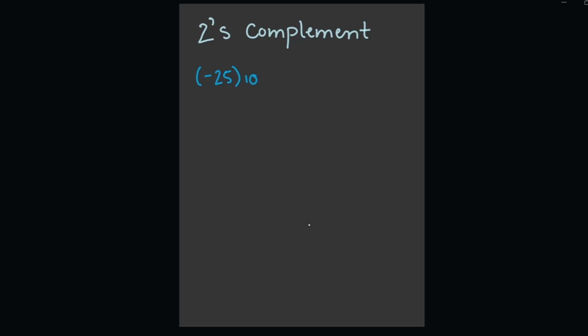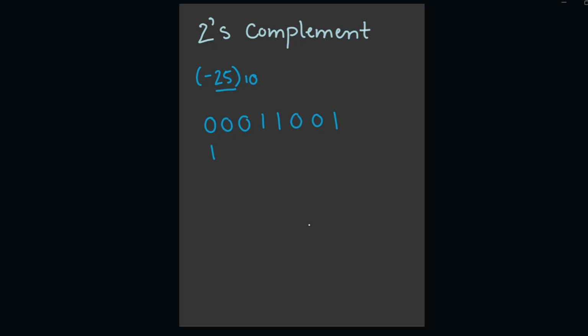So the binary of 25 is 1 1 0 0 1, but we want to represent this in 8 digits. So we have 5 digits here and we would just fill in 3 more zeros on the left hand side to make it 8. So now our next step is to flip all the bits.